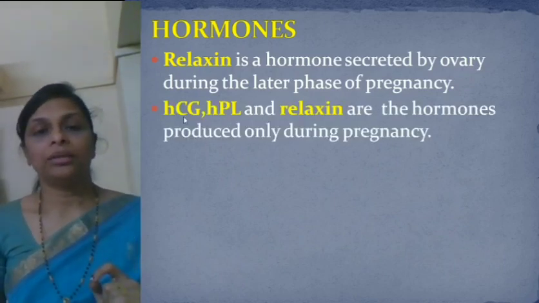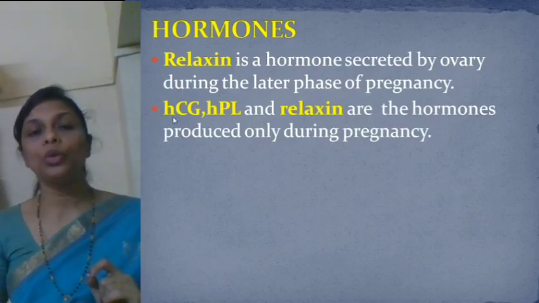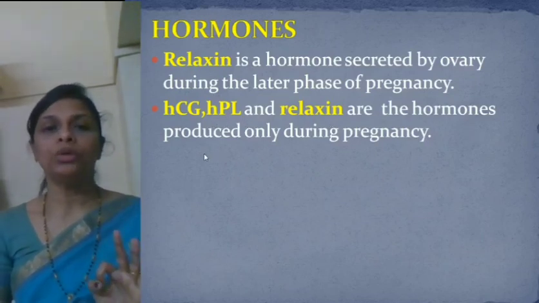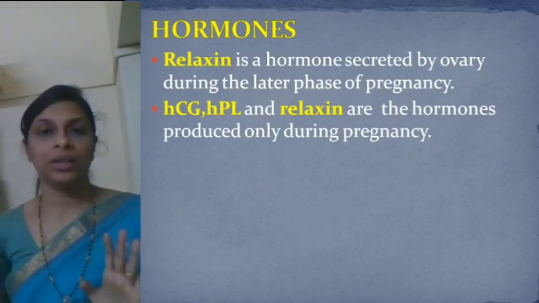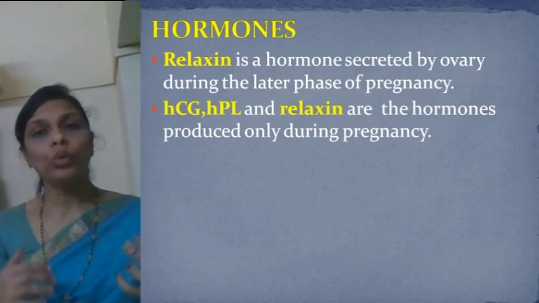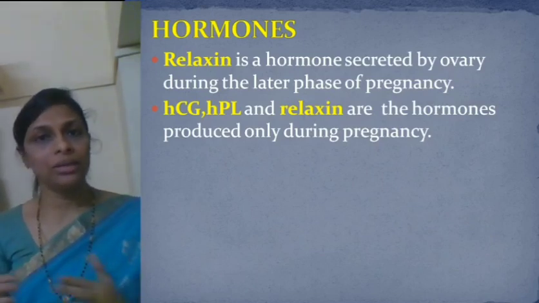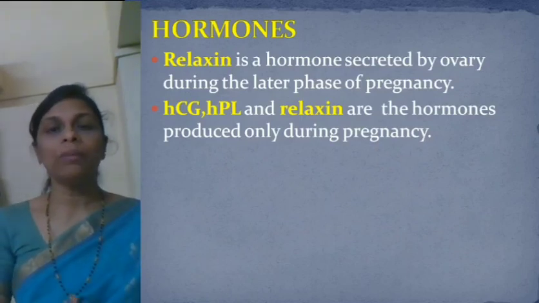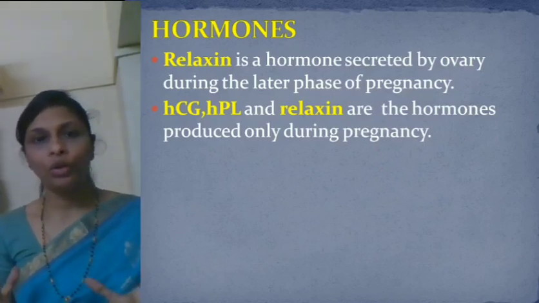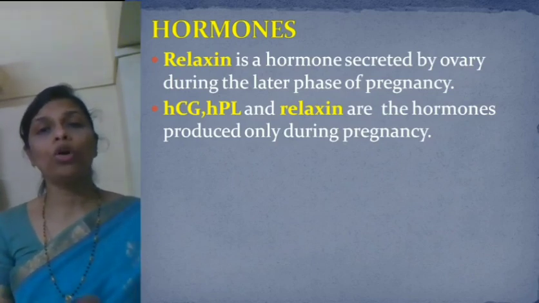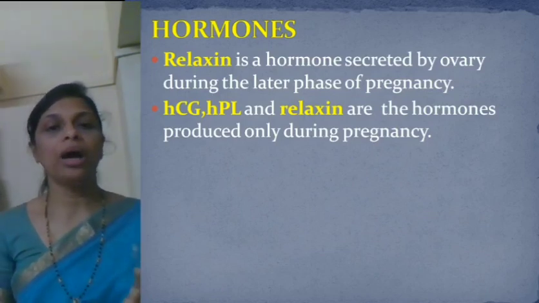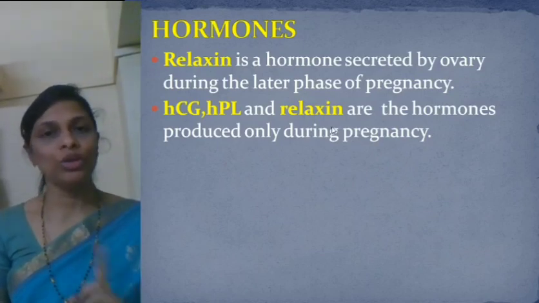Now, in addition to that, HCG, HPL and relaxin. HCG means human chorionic gonadotrophin, HPL is human placental lactogen, and relaxin. These are the 3 hormones which are produced only during pregnancy. Very important. Estrogen and progesterone are produced even every month during the time of ovulation. So we have seen that during menstrual cycle progesterone is secreted by corpus luteum and the estrogen is secreted by the follicular cells. So those 2 are found in the female body anytime, not only during pregnancy. The hormones which are found only during pregnancy are HCG, HPL and relaxin. These names also you have to remember.